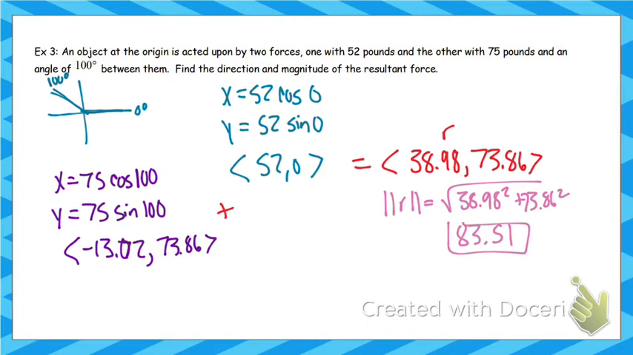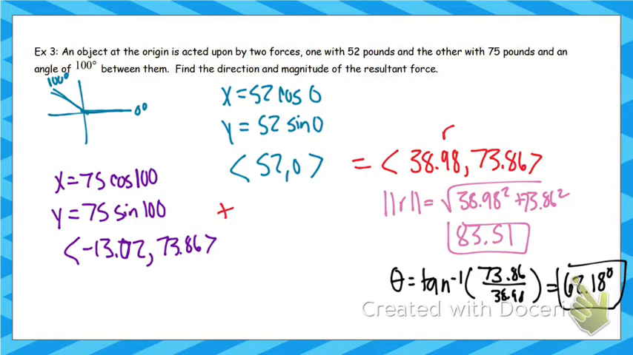We're going to use tangent, tan inverse y over x. 73.86 divided by 38.98, tan inverse here, and I'm going to get 62.18 degrees. I do not need to add 180 because I have a positive x here. Okay, that would be in the first quadrant. So I'd be at about a 62 degree angle somewhere in there. And that is your resultant magnitude and force.